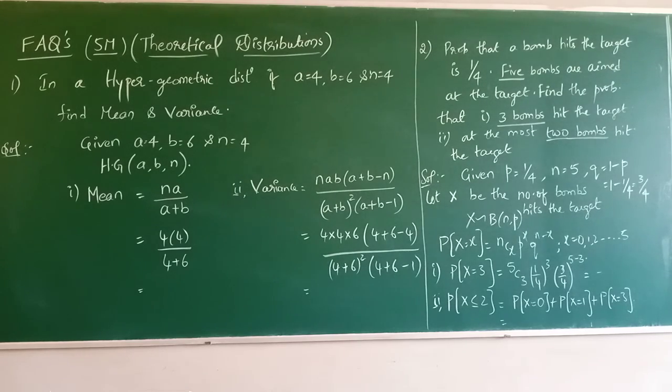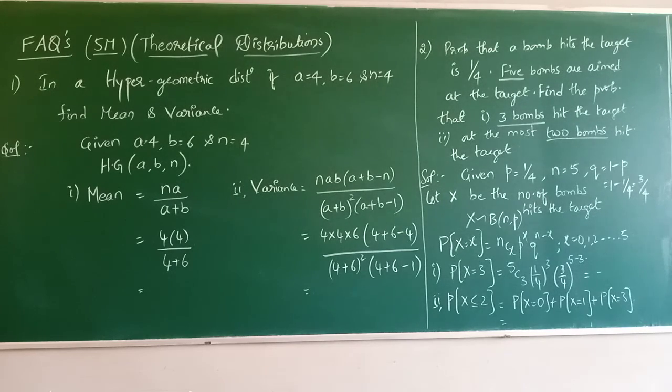Generally, in theoretical distribution problems, they may not mention which distribution the problem is confined to. But here, just look at that. Did they mention whether this problem is from binomial distribution or Poisson or hypergeometric? No. Just the problem is given. The probability of hitting is given and 5 bombs are aimed, and then they are asking us to calculate the probability of so and so. Nowhere is the distribution mentioned.